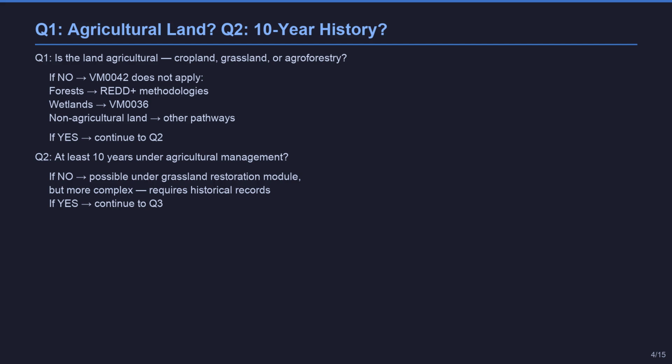Question 2. Has the land been under agricultural management for at least 10 years? This is a hard requirement. You need historical records to demonstrate it. If no, you may still qualify under the grassland restoration module, but it's more complex and requires a different documentation approach. If yes, continue to question 3.